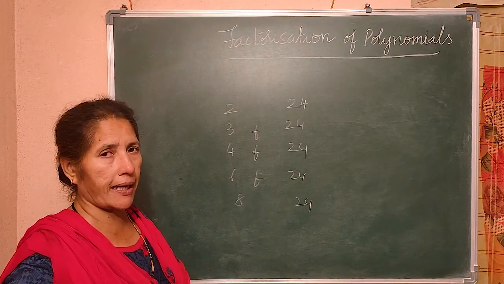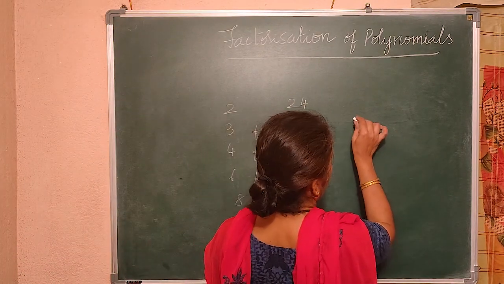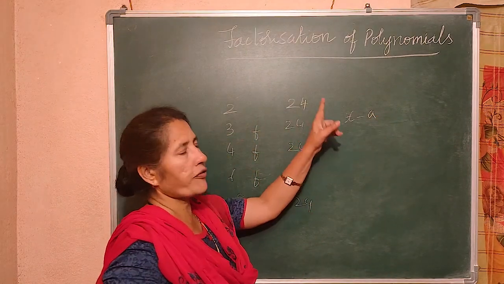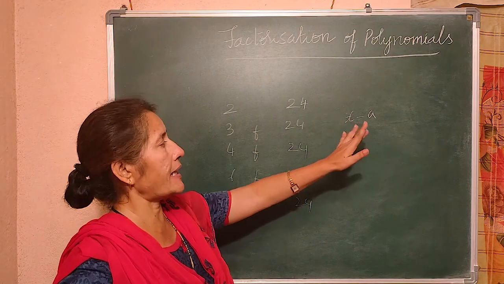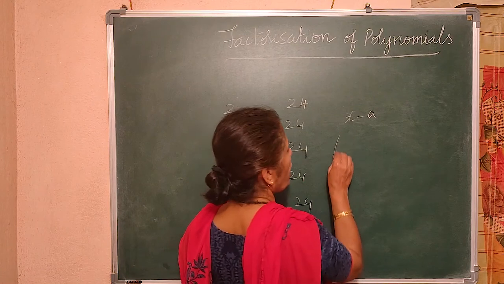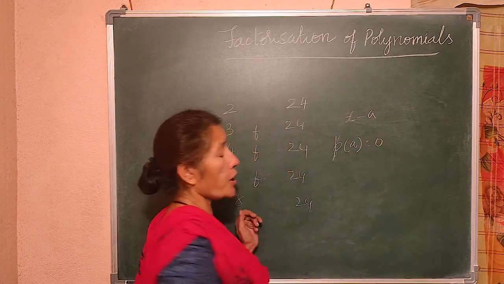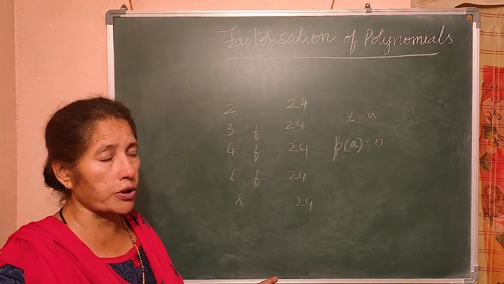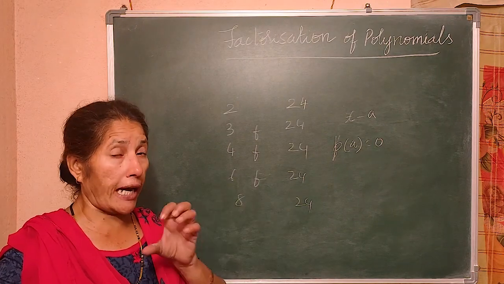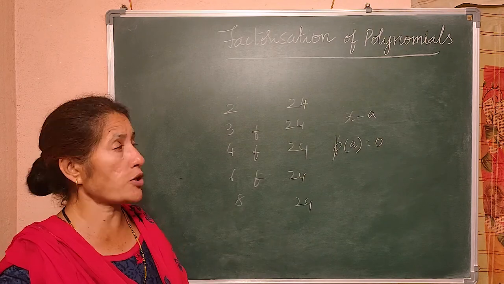So, if x minus a is a factor of any polynomial, then the remainder is 0, or I say f of a or p of a is equal to 0. Using this, I can find out if any term is missing in the polynomial. You will understand better if I give some problems based on this.